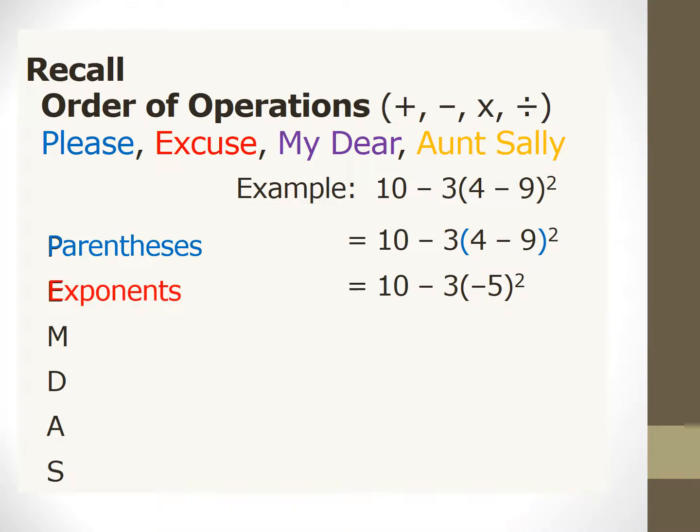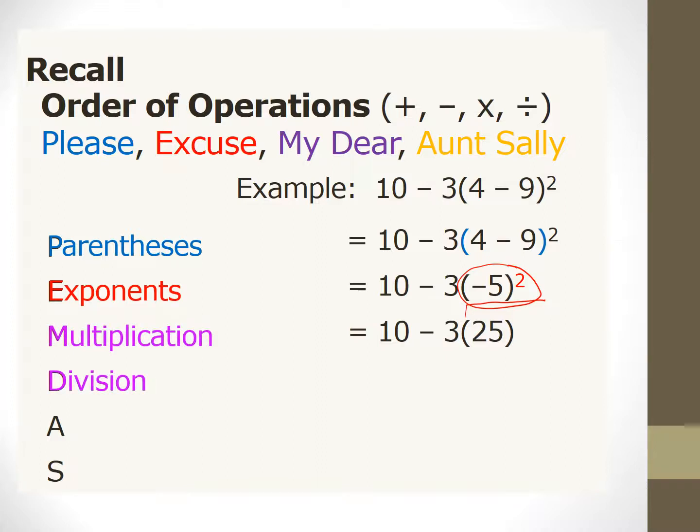The E in PEMDAS, or for excuse, is exponents. After we've done everything in the parentheses, we always make sure we carry out the exponents, because we really don't know what 3 is being multiplied by here until we figure out what this is. This is -5 squared, so we have to do that exponent first to determine that. So -5 squared literally means -5 times -5, which is +25. So now we've done the exponents.